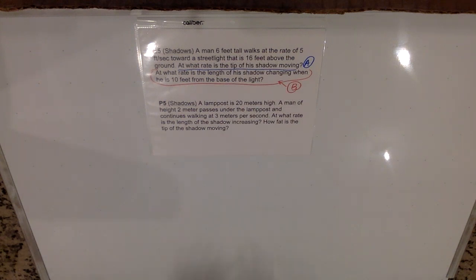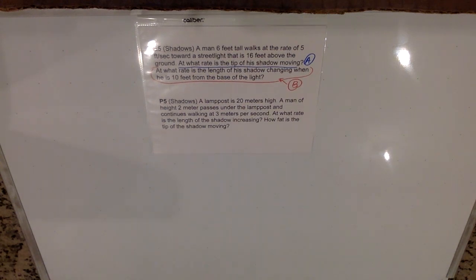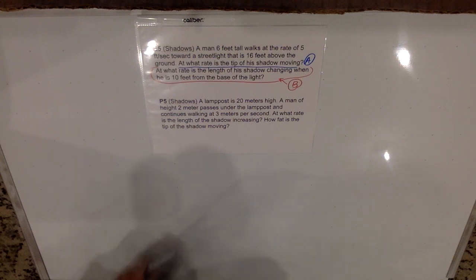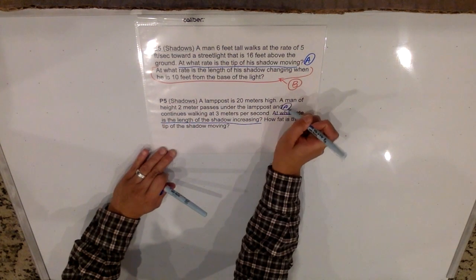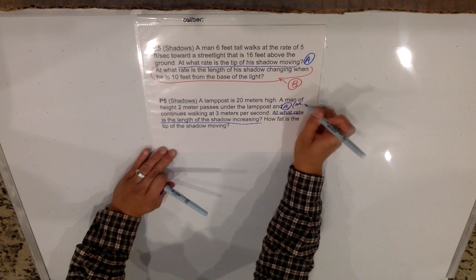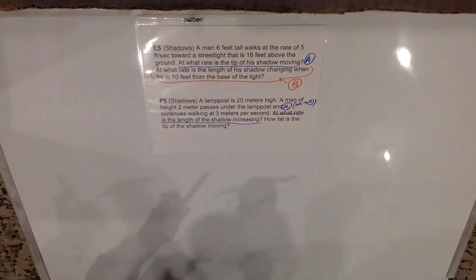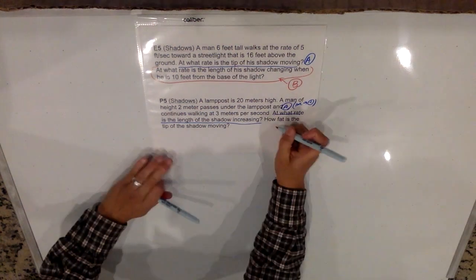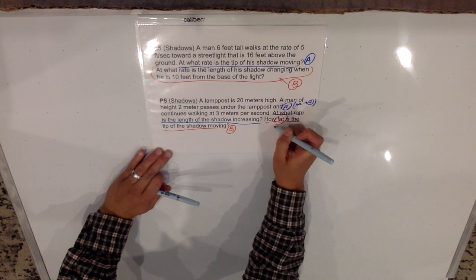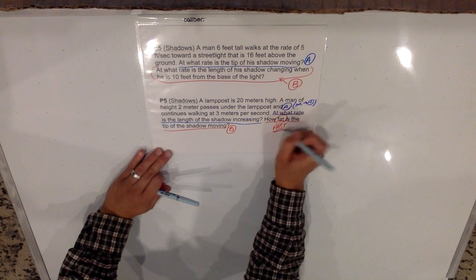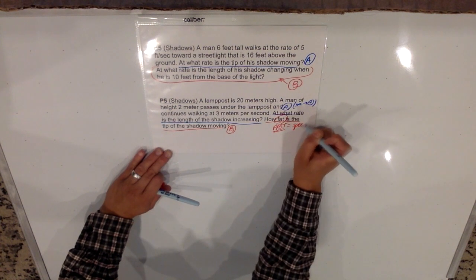Now, how fast is a speed question, so how fast is definitely going to be positive. So for A, at what rate the length of the shadow is increasing, because the shadow is increasing, it's definitely going to be a positive answer. But then for B, they also ask how fast is the shadow moving. How fast is speed, and that means it's definitely going to be a positive answer. So we're looking at 2 positive answers here.